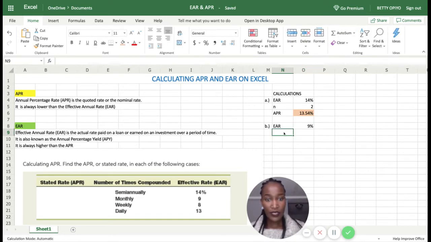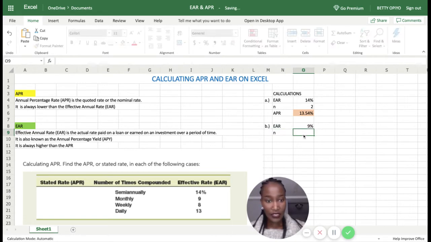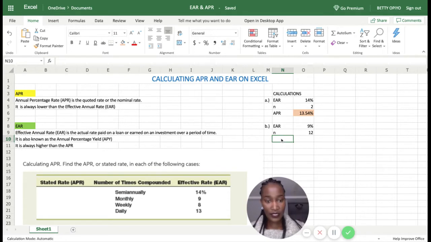And then we have N, which is the number of compounding periods per year, is 12 because it's monthly. So we have 12 months in a year. APR is what we're looking for, which is the annual percentage rate, or the nominal rate, or the quoted rate. They mean the same thing. As you can see here, the APR is the same as the nominal rate.